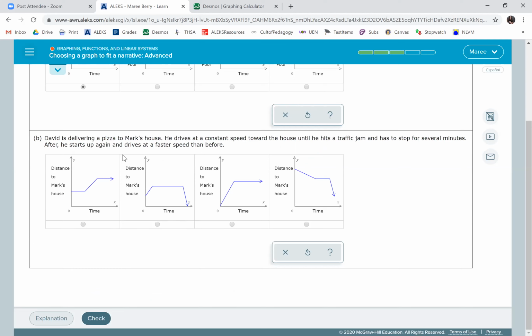David is delivering a pizza to Mark's house. He drives at a constant speed toward the house until he hits a traffic jam and has to stop for several minutes. So he's getting closer to Mark's house as he drives toward Mark's house. So it's got to be this last one. There's no other ones that start out getting closer to Mark's house than this one. But this would represent the traffic jam, and then he starts up and goes at a faster speed, which you notice is a steeper slope. So it's got to be that last one.